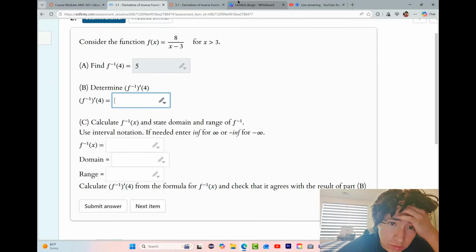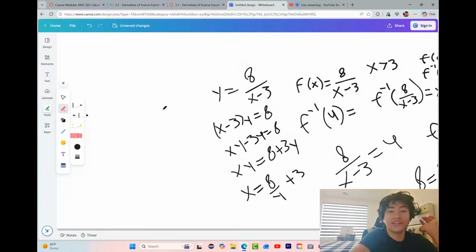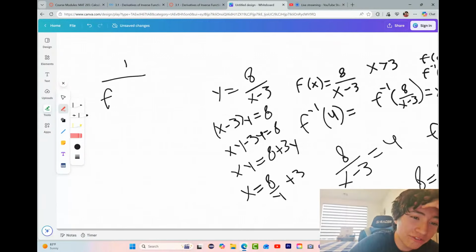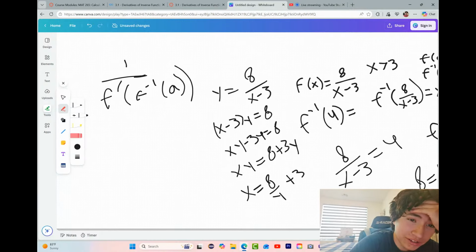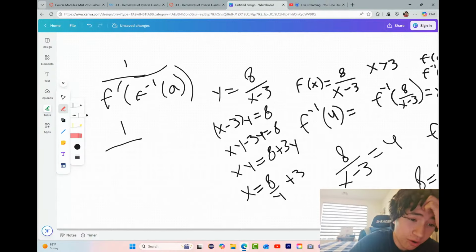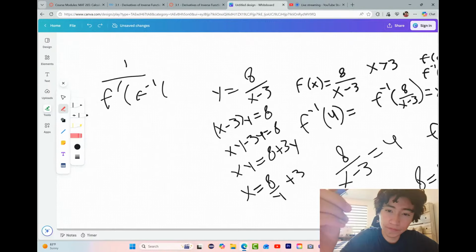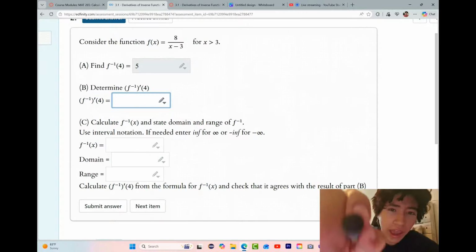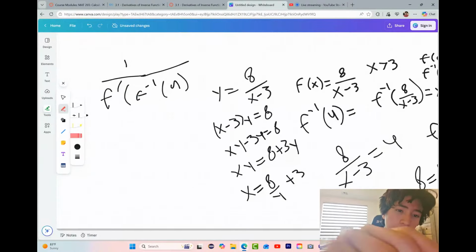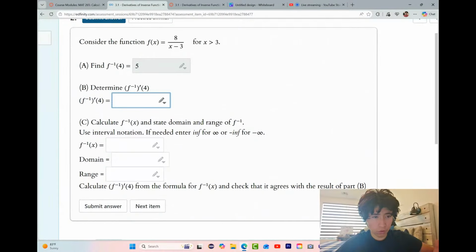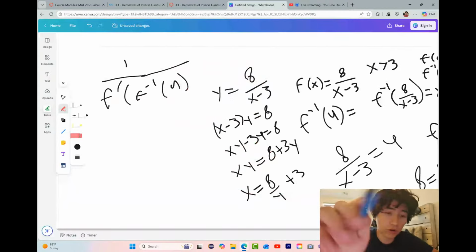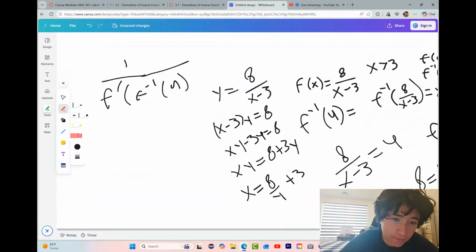All right. So we apply the rule. 1 over f prime of f inverse of a. Oh boy, let's do this. And we're trying to evaluate this at 4? At 4. Oh, okay. Oh, no, sorry. We're just doing the derivative. No, I don't need to do that. My bad. 4.